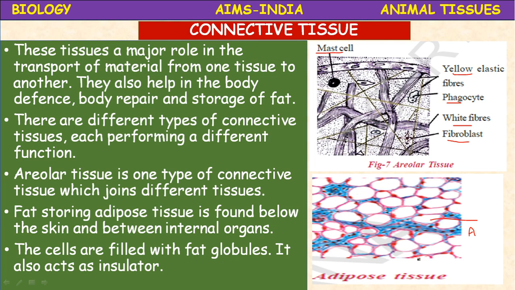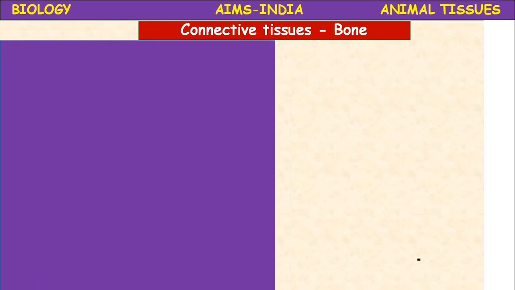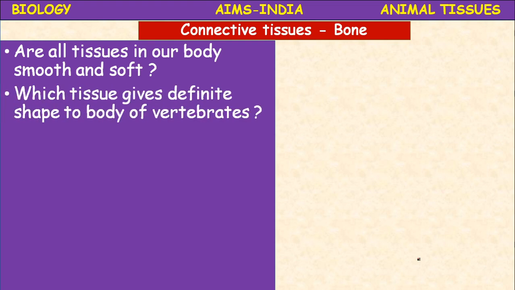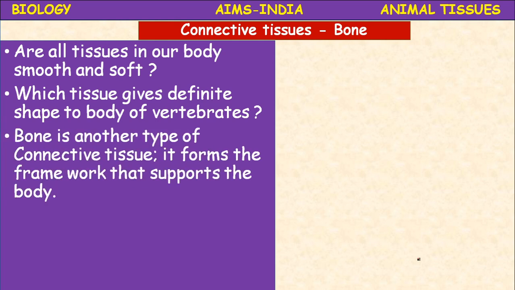Okay, next, this is about the first two types of connective tissue. Loose connective tissue is of two types, areolar tissue and adipose tissue. Next, the dense connective tissue. Are all the tissues in our body smooth and soft? No. Which tissue gives the definite shape to the body of the vertebrates? The shape and support is given by the skeleton system. The skeleton system is composed of bones and muscles.